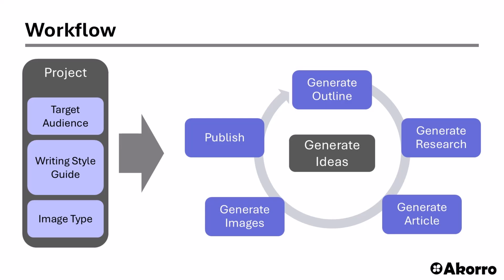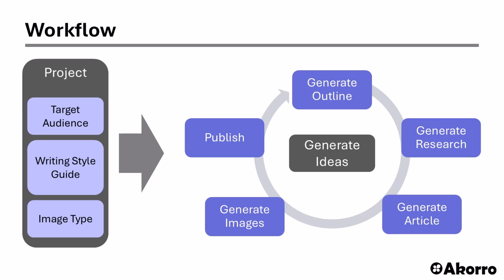Within our project, we will execute a repeating workflow. This is shown on the right, starting with the generating of article ideas, which are usually based off a keyword seed or a URL. After selecting an idea, we generate an outline for that idea. Next, we generate or add supporting research. This will be used to inform our article. Then we generate the article, and optionally we generate a featured image. Finally, we publish. Akorro supports direct publishing to common blog platforms like WordPress.